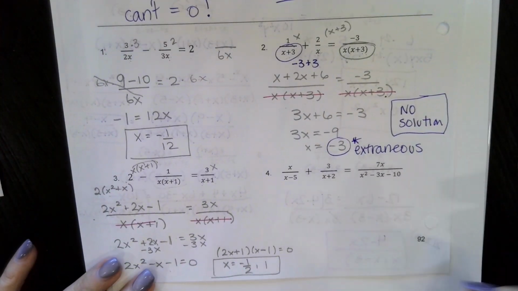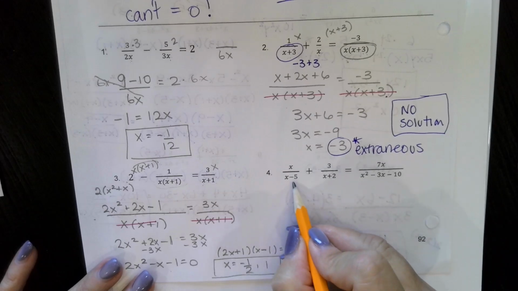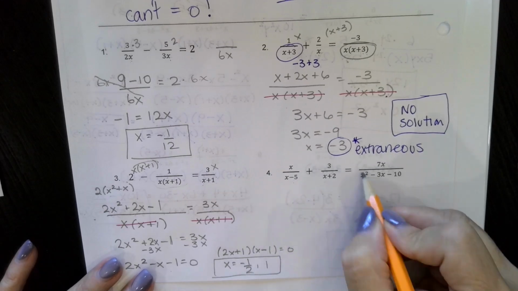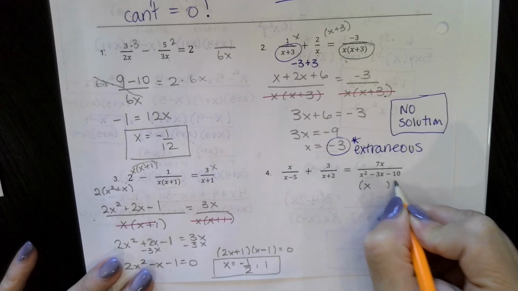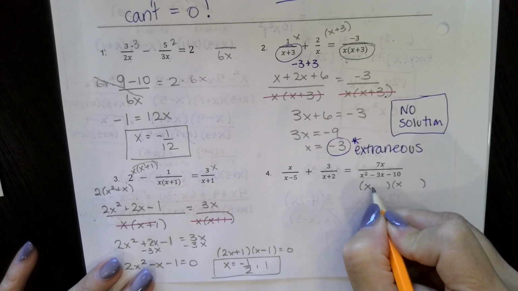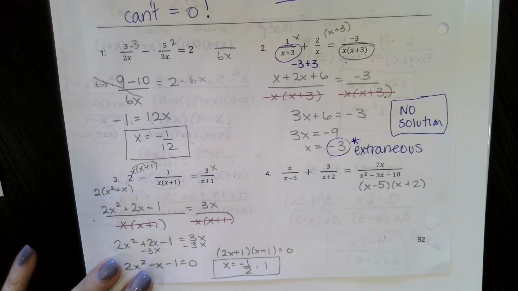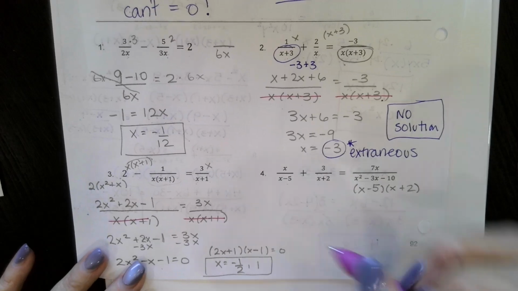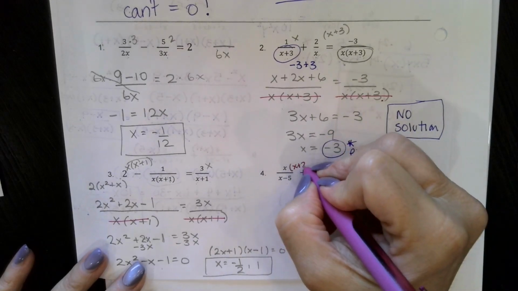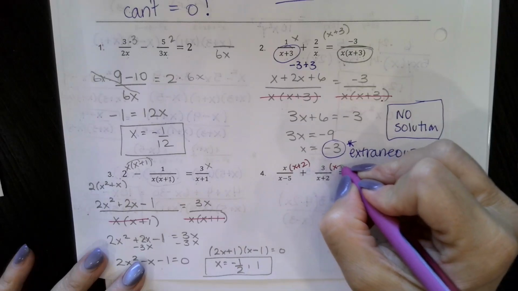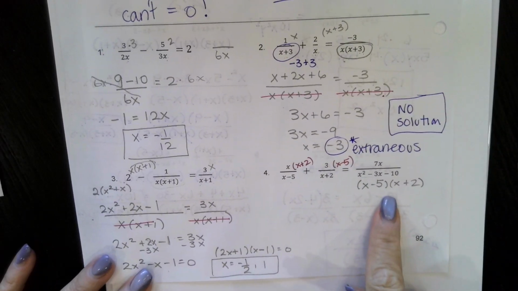Okay, one more on this page. So x minus 5, x plus 2, I'm going to factor this guy. And I have x minus 5, x plus 2. So what does that mean? That means over here I'm missing an x plus 2, and on this one I'm missing an x minus 5. This one has everything.